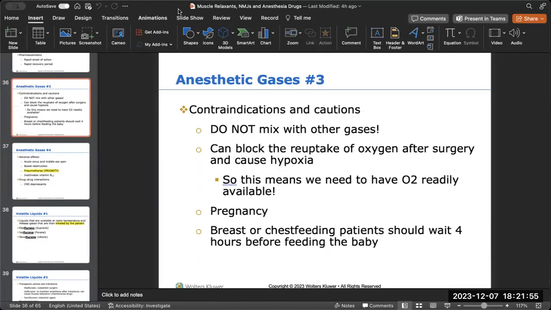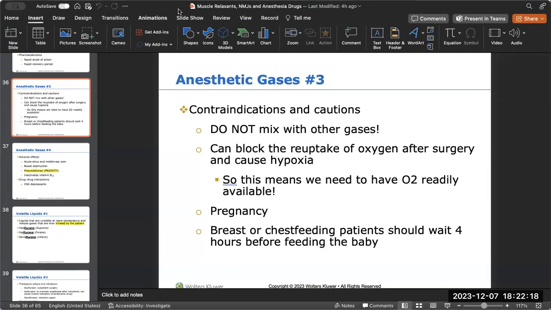Now, always with gases, this one and the next gases of anesthetics I already talked about called volatile liquids, we do not mix gases with gases. Remember, problem with CNS suppression. It can block the reuptake of oxygen after surgery, which means we need to have O2 or oxygen readily available at the bedside and potential ventilation equipment, okay?